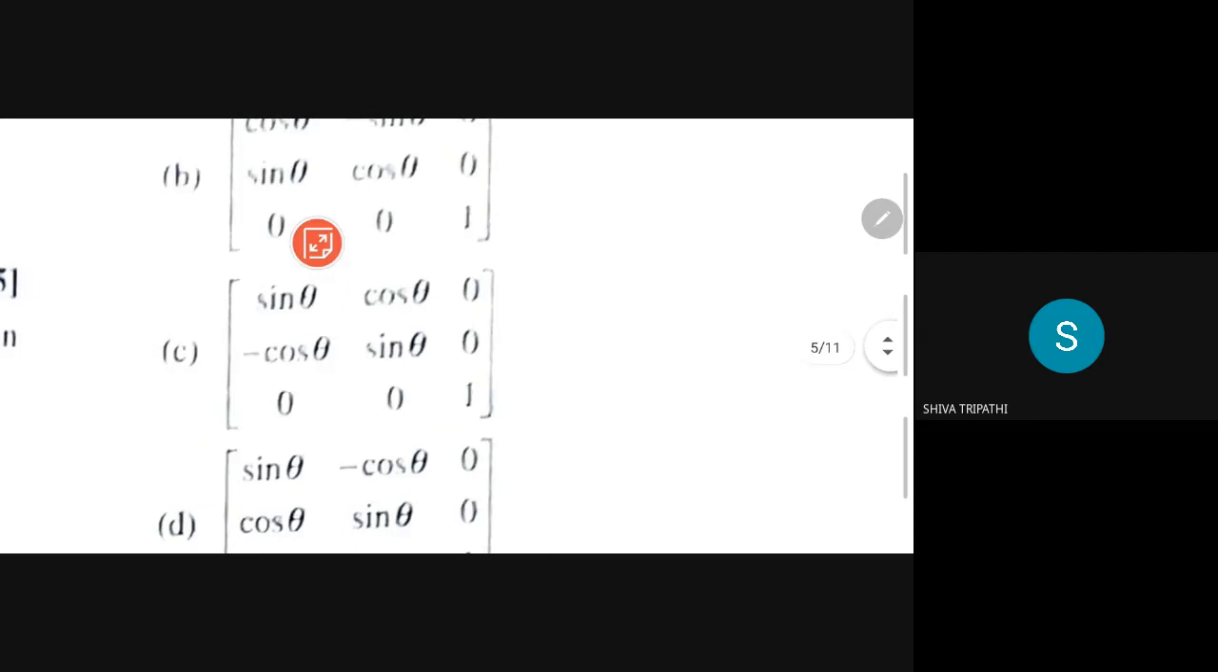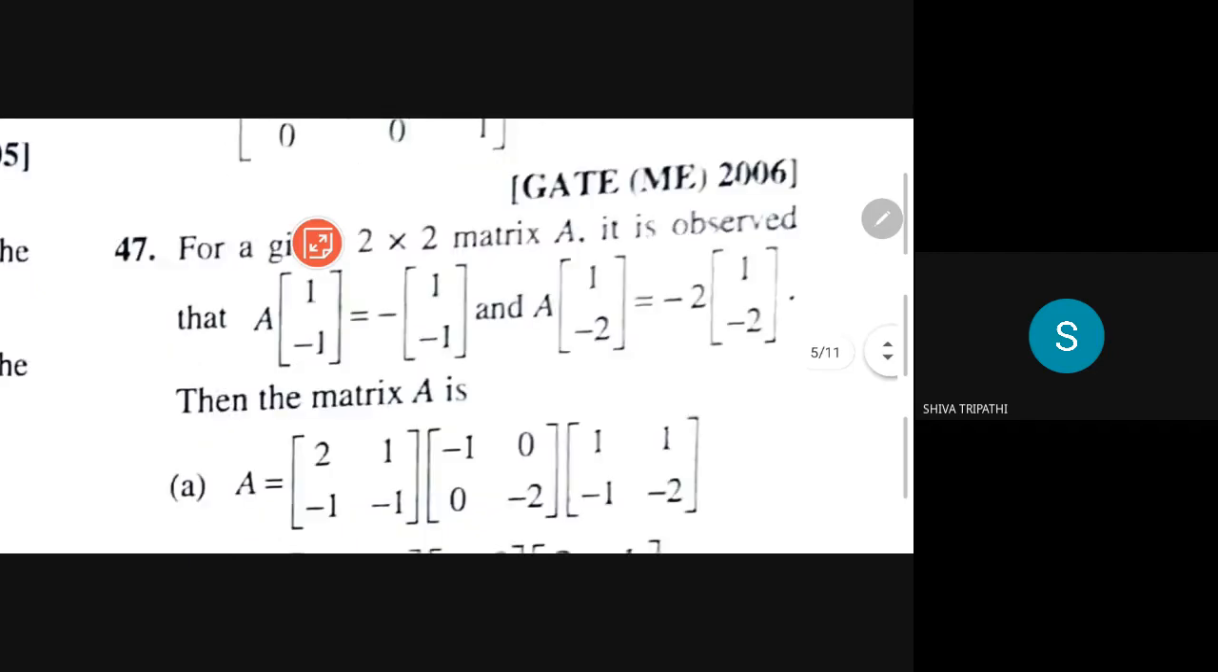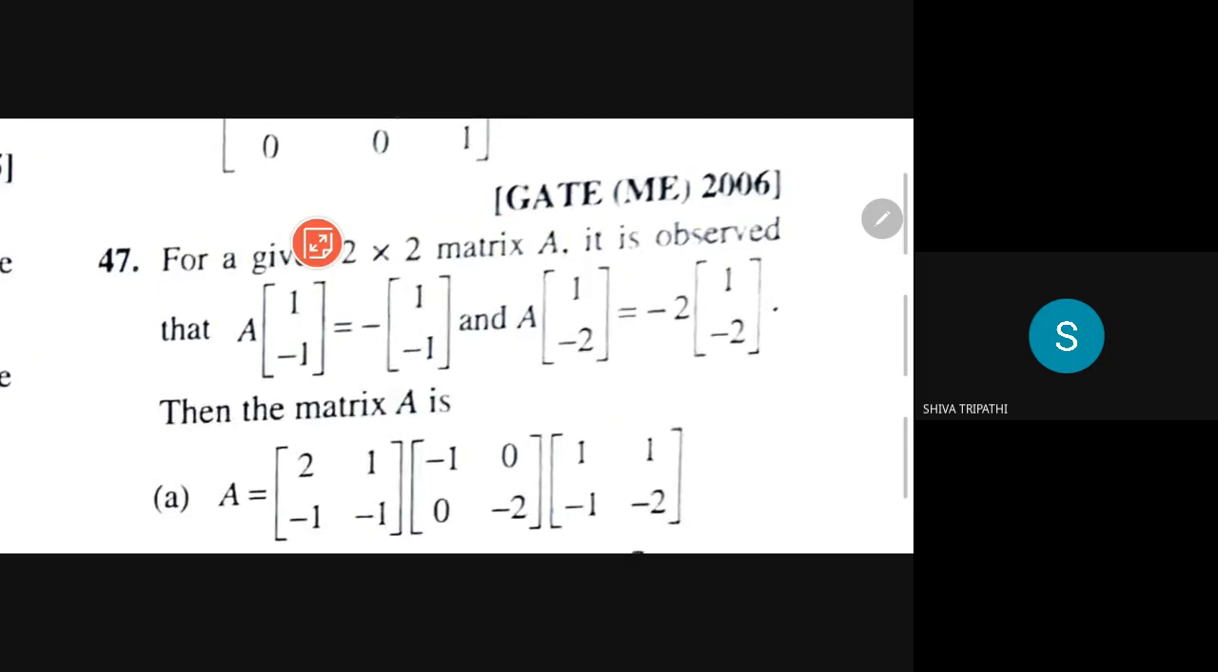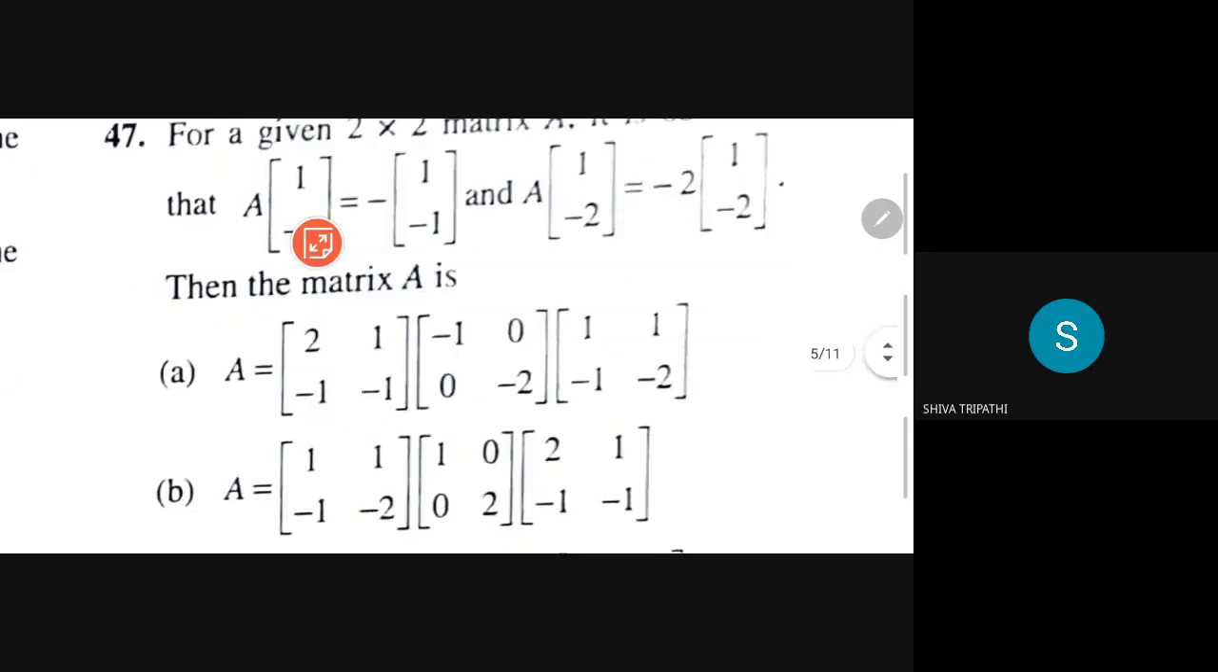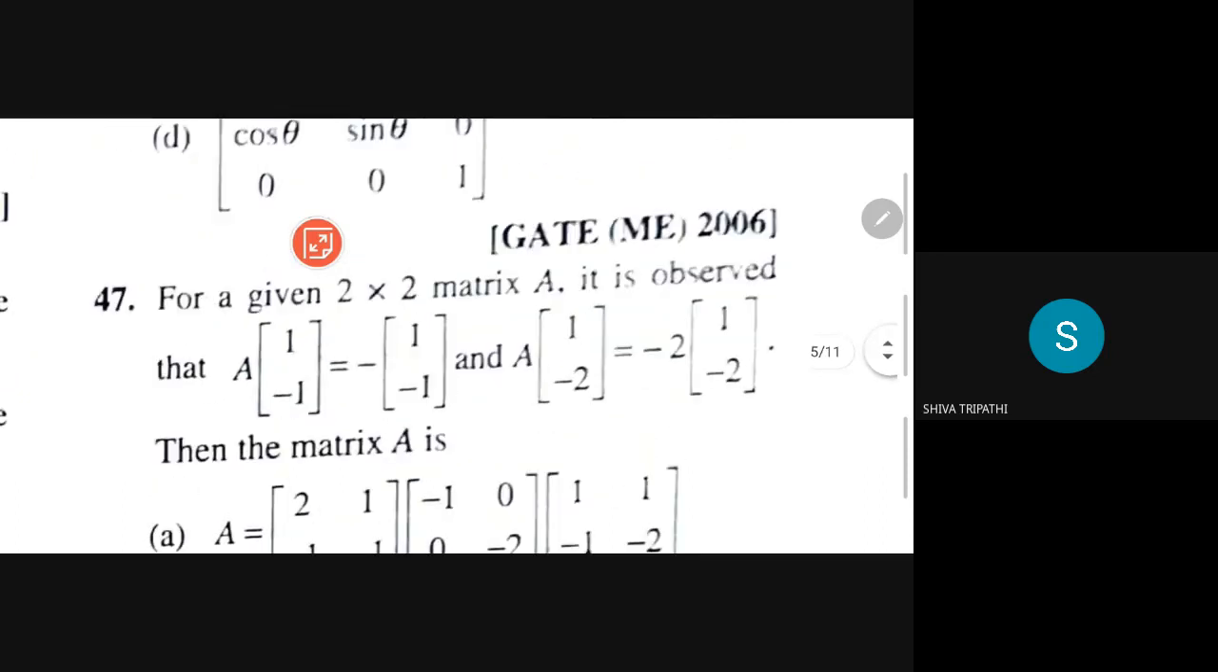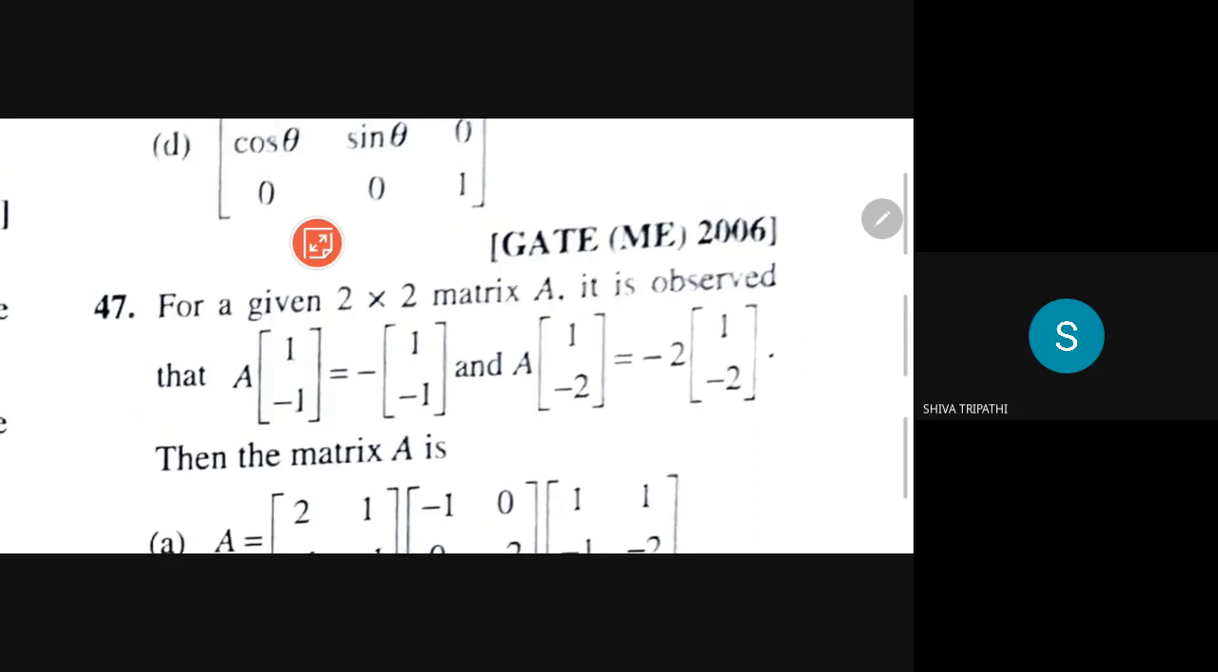46 is okay. 47 is observed that A, right, then the matrix of A is... Oh good, I want this question. For a given 2 by 2 matrix A, it is observed that A into this is minus 1 into this, and A into some other thing is minus 2 into that, and then the matrix A is.